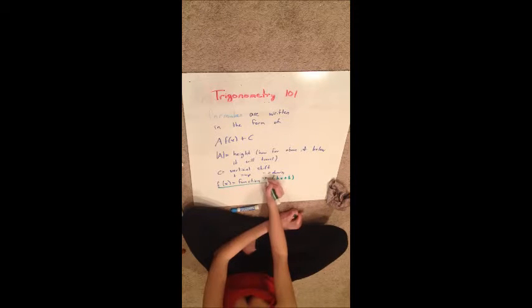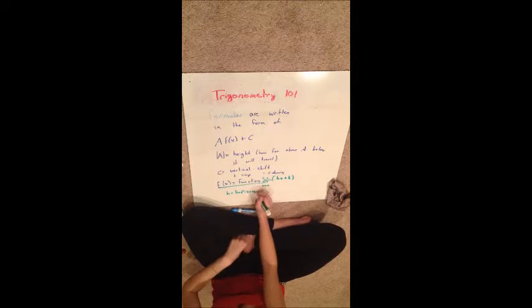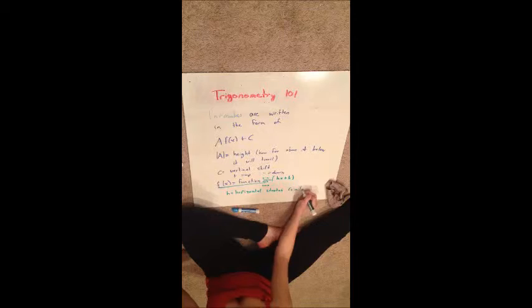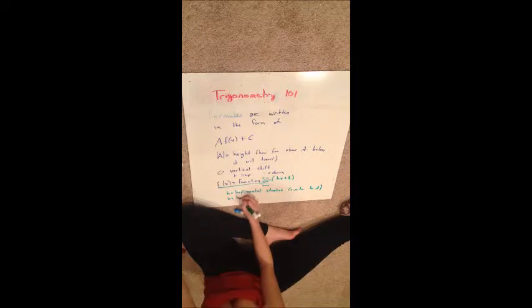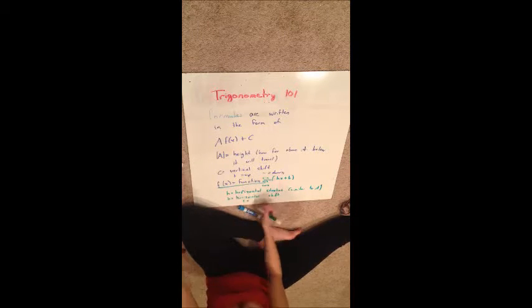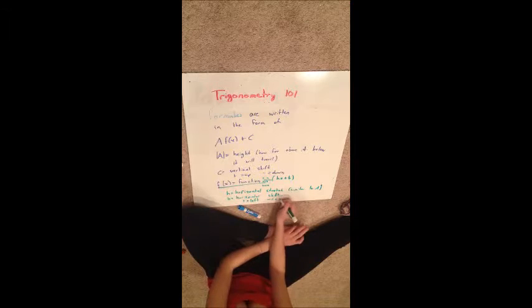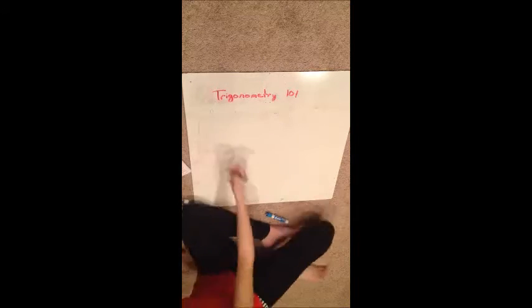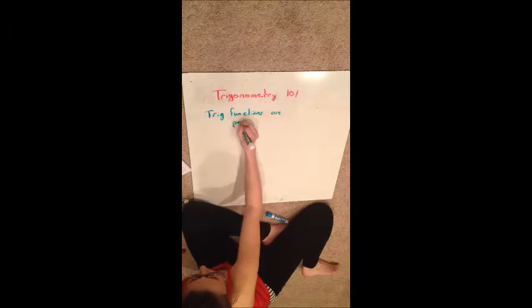The f of x part can vary too. This is what's going to be inside that trig function. So it can be trig function of h of x plus k. Similar to a, h is the horizontal stretch. It'll say how much longer or shorter the trig function is going to be. K is going to shift it left or right.